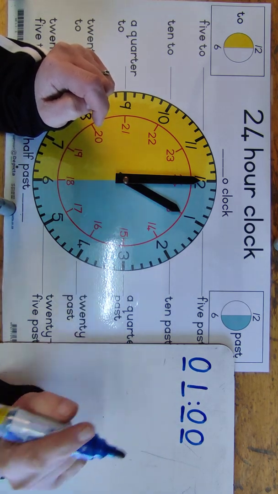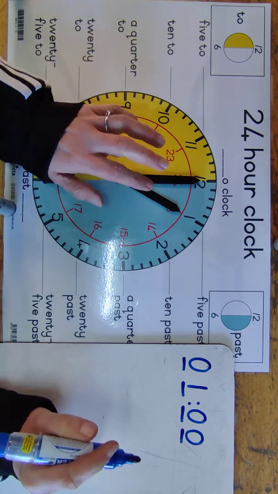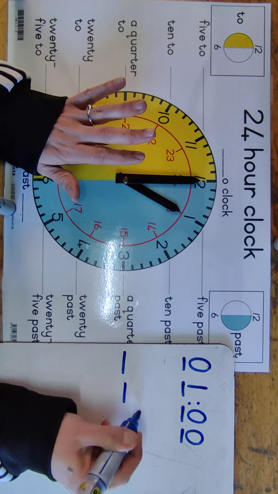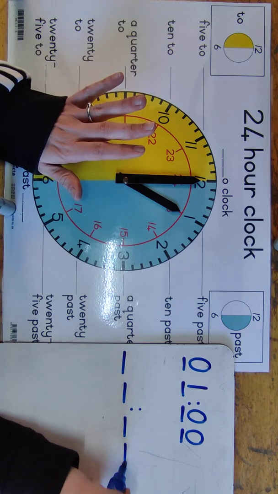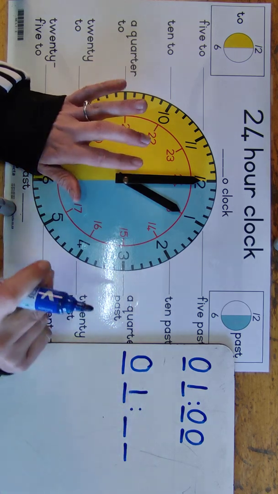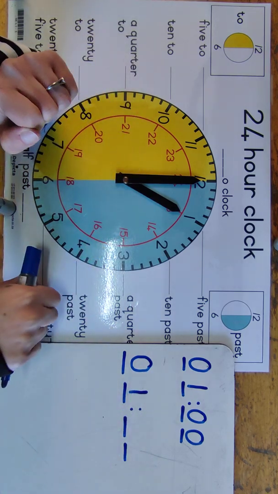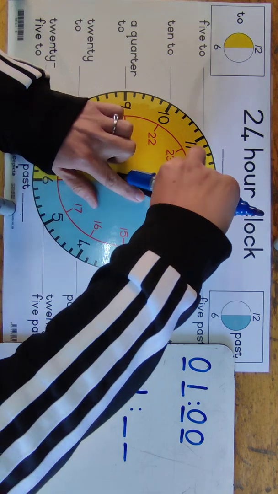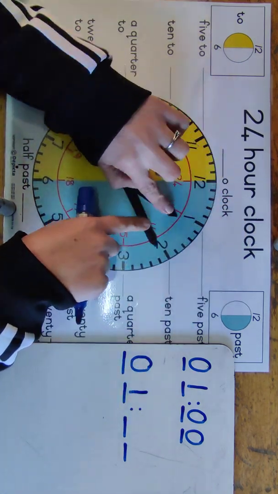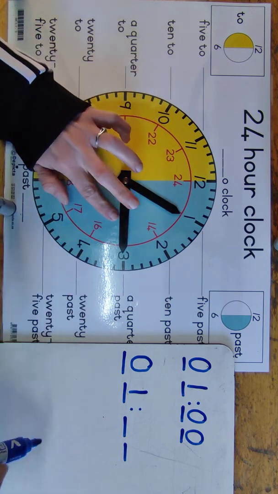Right. So now if we move on, I will keep it at 1 o'clock, so I'll do the next one here. Okay, so it's still 1 o'clock. There we go. And I'm going to make it now 1:15. There we go. Okay, it's 1:15.